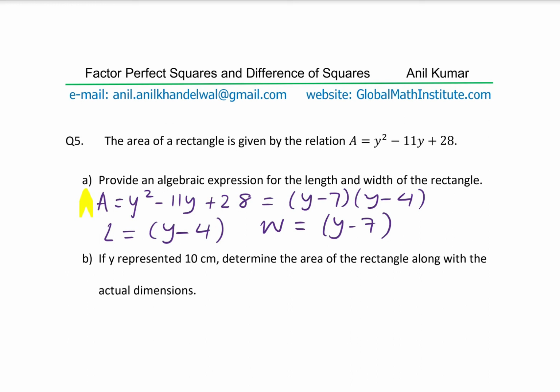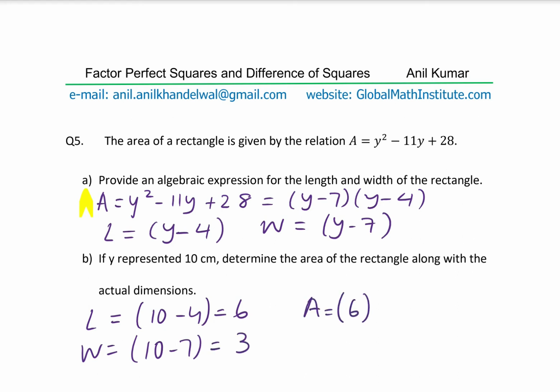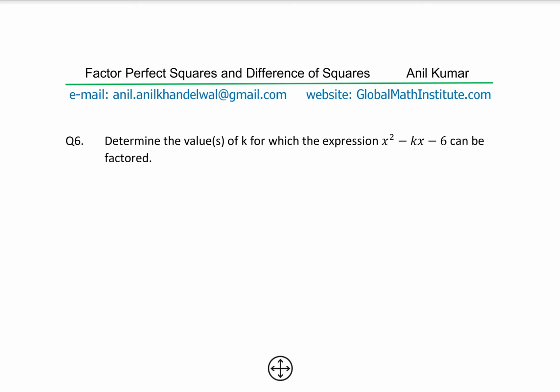Part B. If y represented 10 centimeters, determine the area of the rectangle along with the actual dimensions. So we have to give both dimensions also. So it's a good idea to find the dimensions first. So the length will be 10 - 4, which is 6. Width will be 10 - 7, which is 3. And area is going to be the product of 6 and 3, which is 18, and the units will be centimeters. Let's include centimeters in the answers, and then we underline our answers. So there you go. The area unit will be centimeter square. Be careful.